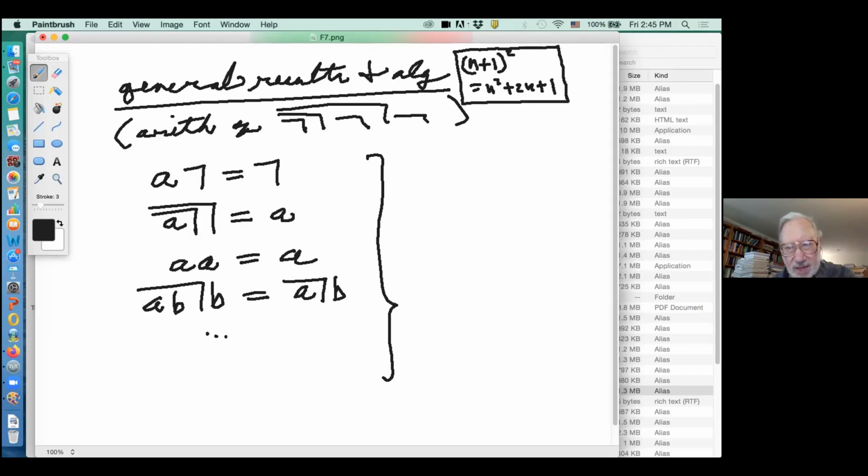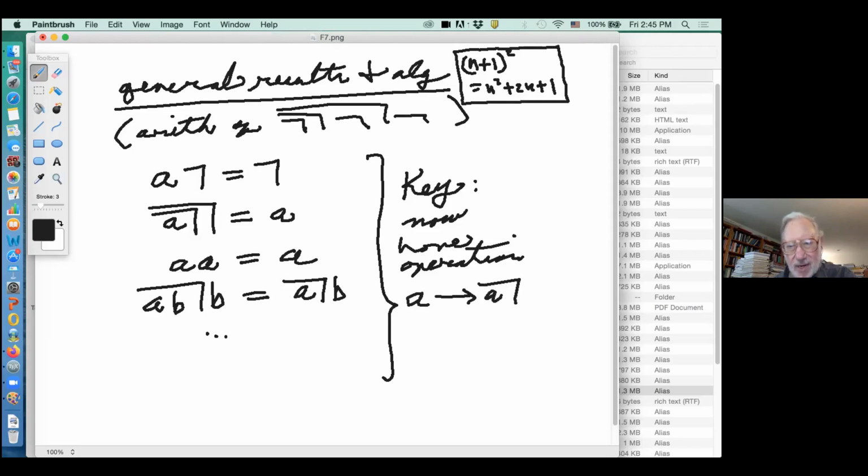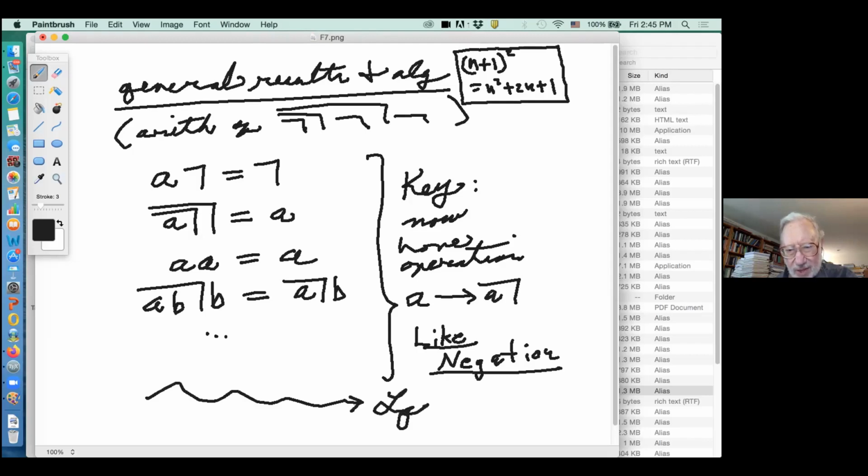And the key thing is that we now have an operation. A goes to A cross. And this is very much like negation. And so the mathematics walks over and produces logic for you out of that.